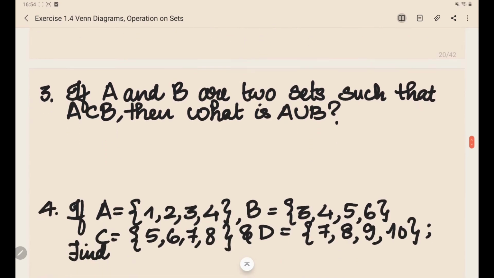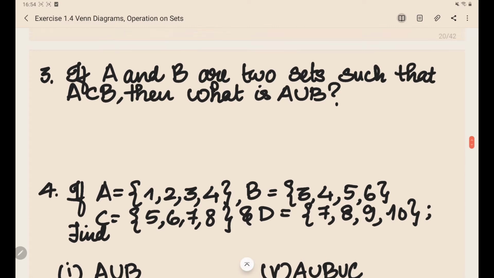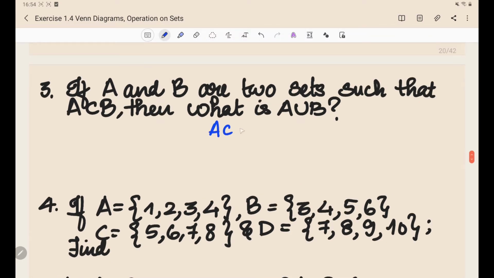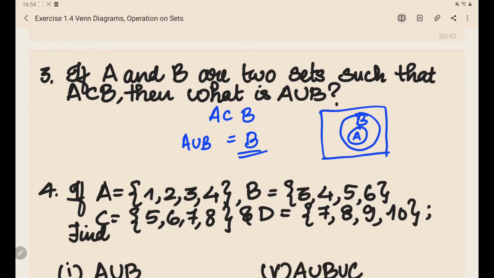If A and B are two sets such that A is a subset of B, then what is A union B? It is already mentioned in the above question. So A is a subset of B. And what is A union B? I will draw a Venn diagram, that is better. So you have set B, and A is actually a subset of this one. So what is A union B here? B itself, set B itself is the union. I hope it's clear. Now let's discuss the fourth part of the question.